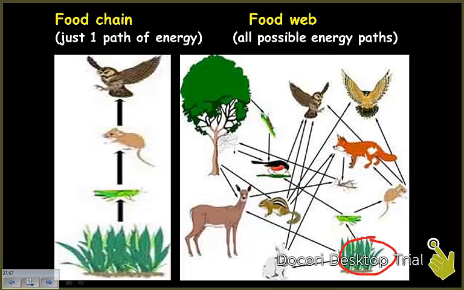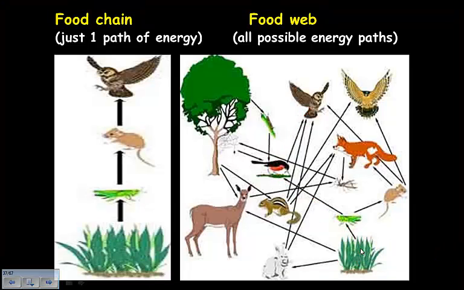So we start here. Here's our producer. Here's one step in the chain. So the grasshopper's eating the grass. The bird is eating the grasshopper. And then the owl eats the bird. So you can see a food chain in the food web.